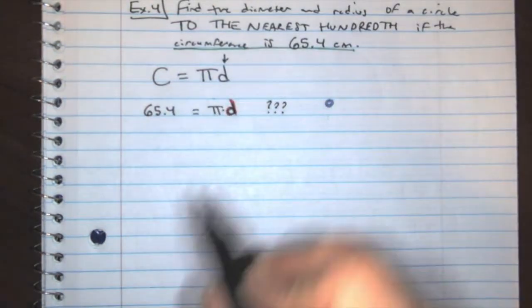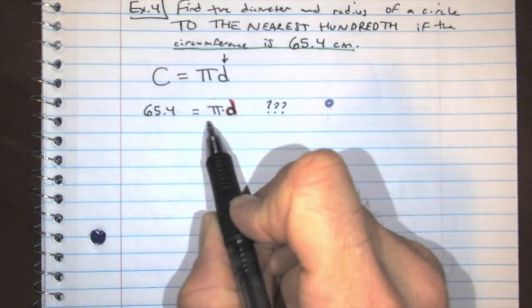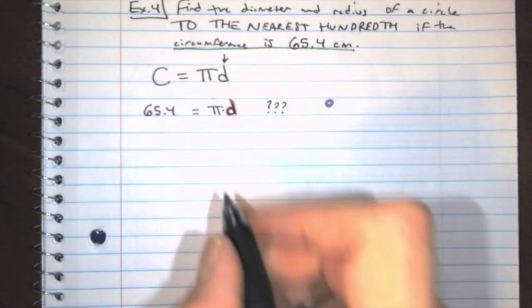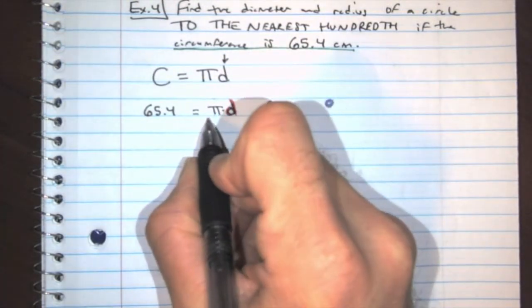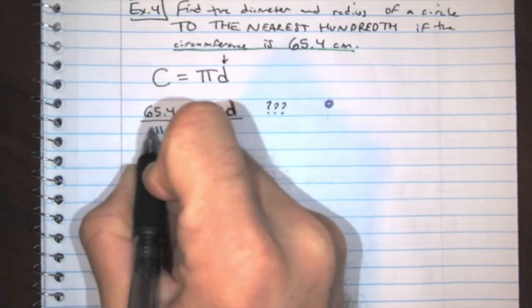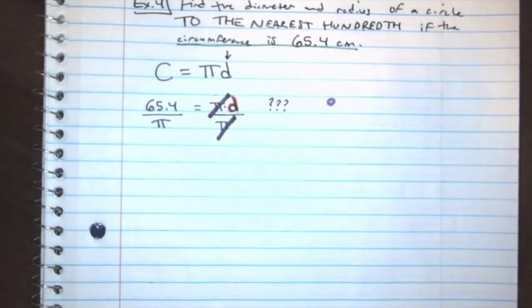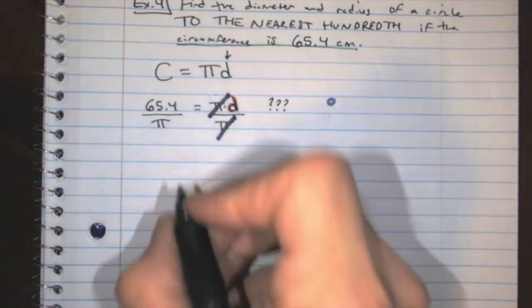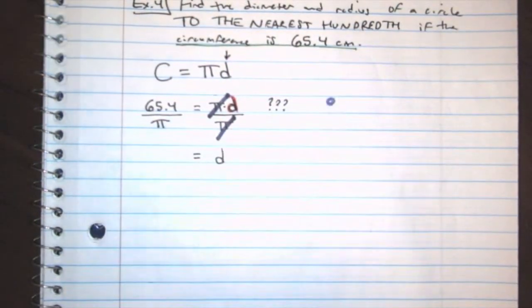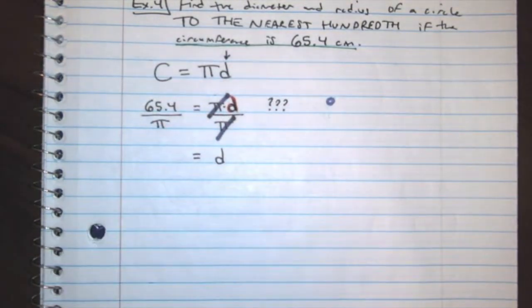There is multiplication between the pi and the diameter, and we want to get that pi out of there. We've been doing this since Algebra 1, folks, to undo that multiplication: let's divide both sides by pi. When you divide by pi on both sides, those pi's are going to cancel. The equal sign comes down, d comes down. We just need to evaluate what 65.4 divided by pi is.